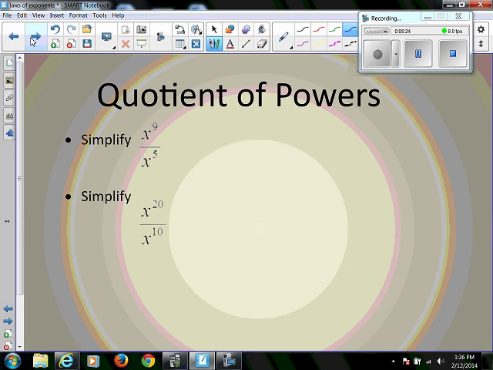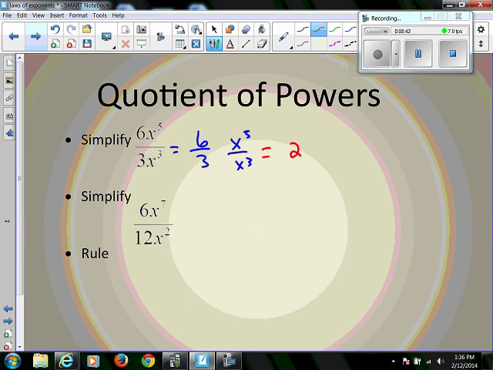Now, I've added a coefficient. Split this part. 6 divided by 3. That's 2. Remember our rule from our previous slide? We subtract the exponents. So 5 minus 3 is 2.